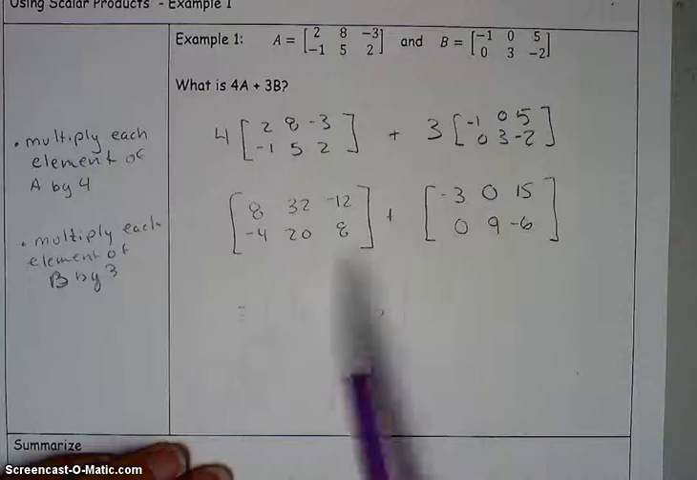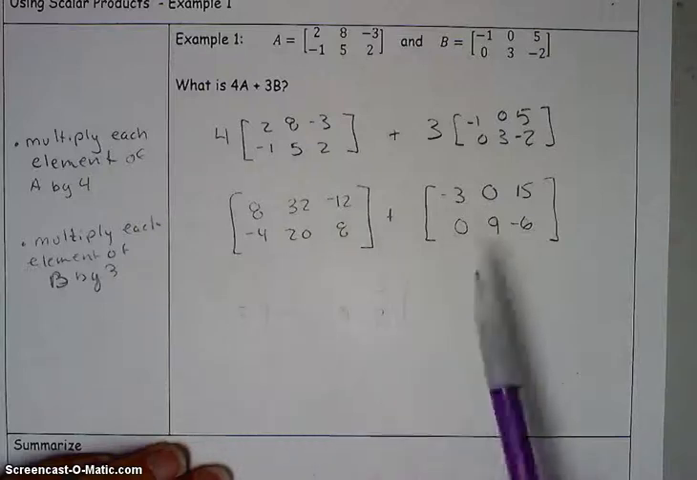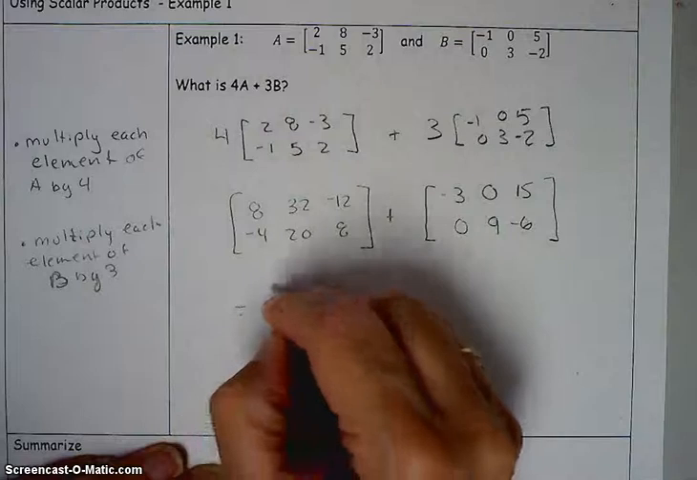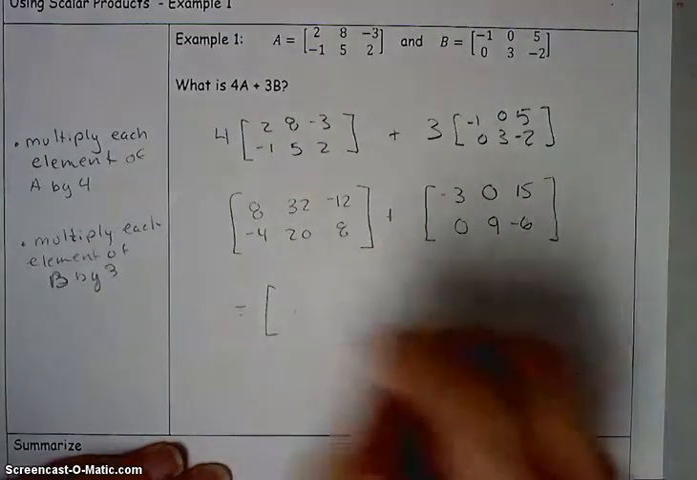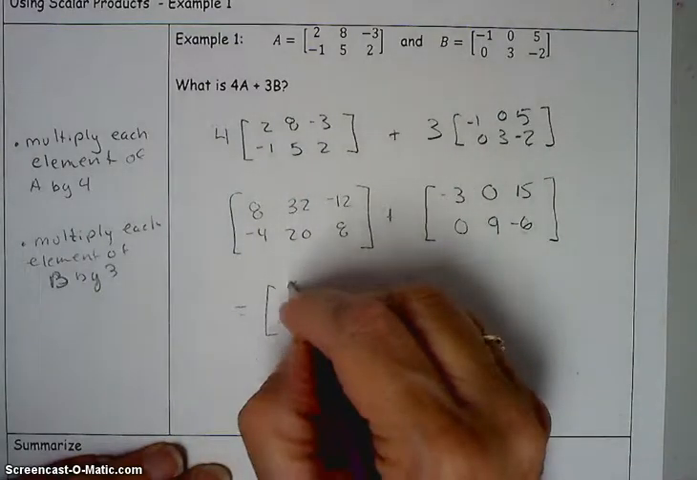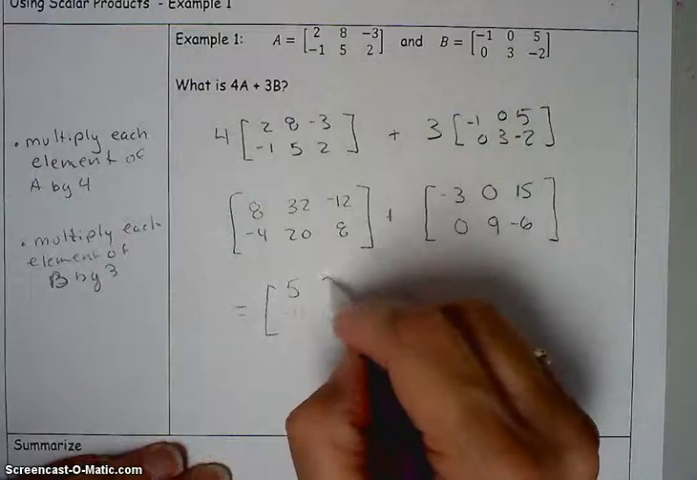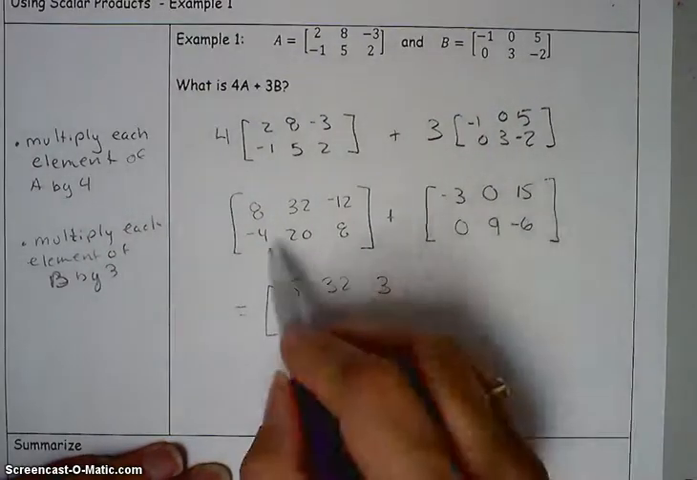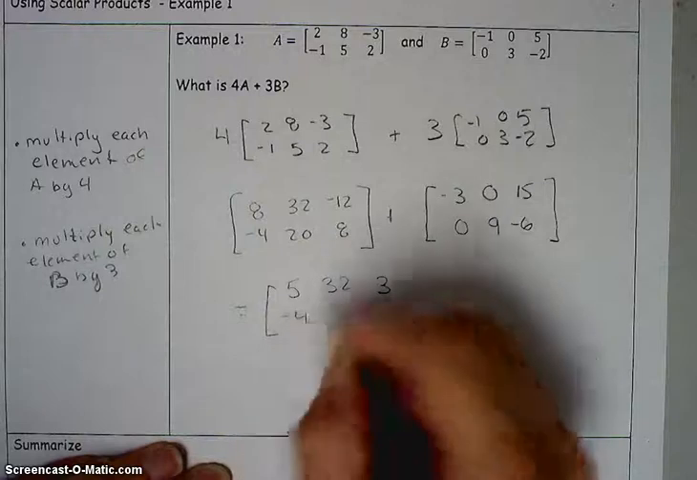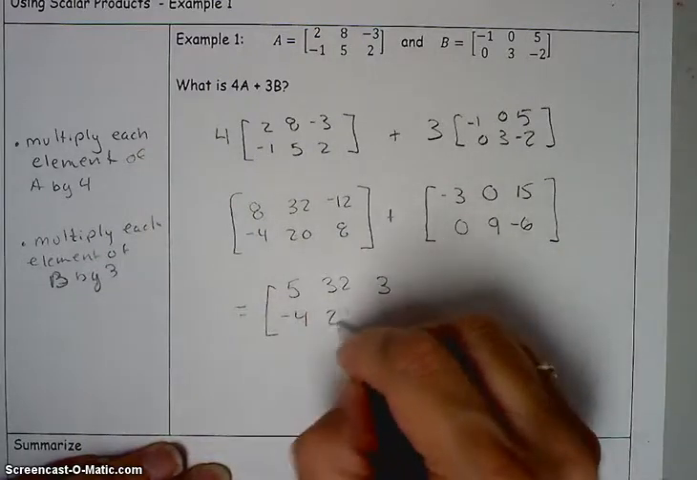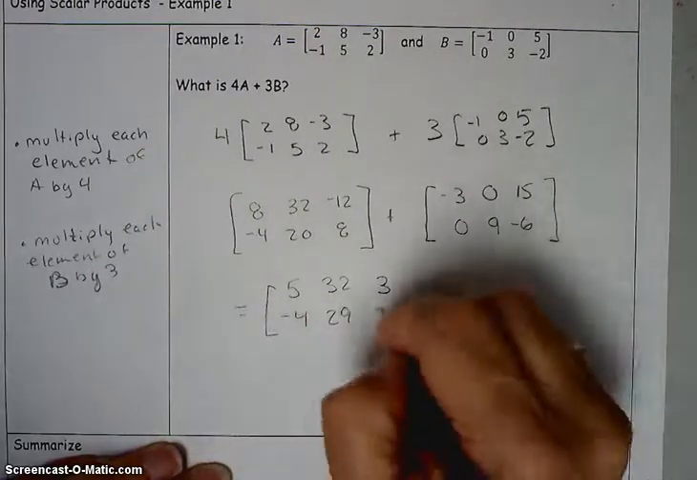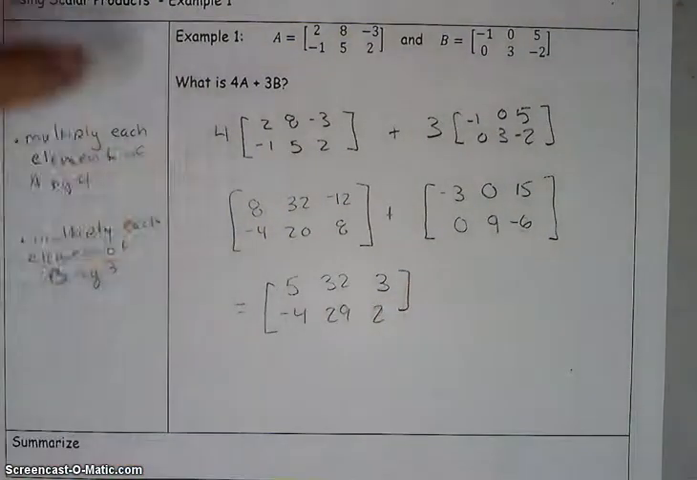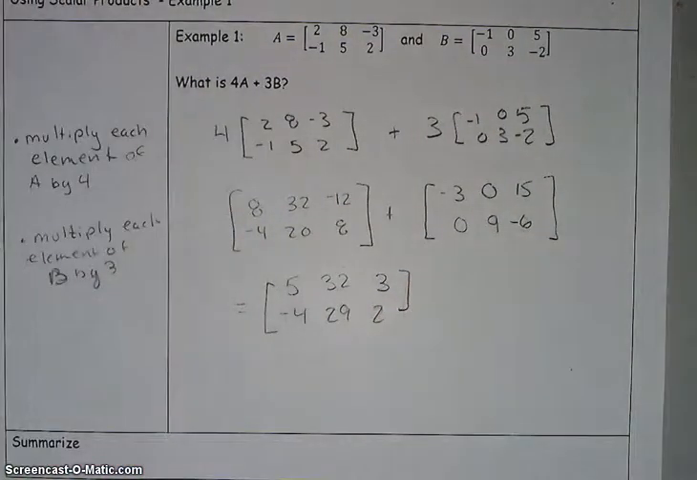So you have 2 new matrices to add. Again, you can add them because they're exactly the same size. So you're going to add each corresponding element. So you're going to have 8 plus negative 3, which is positive 5. 32 and 0 is 32. Negative 12 and 15 is 3. Negative 4 and 0 is negative 4. 20 and 9 is 29. And then 8 and negative 6 is positive 2. So that would be your resulting matrix. 4A plus 3B would equal that.